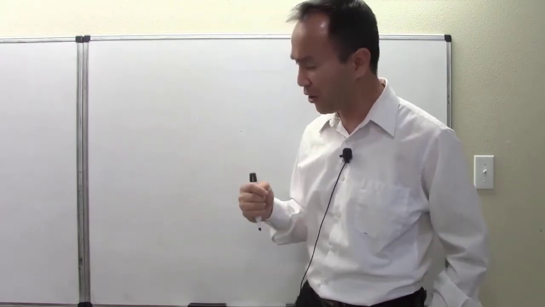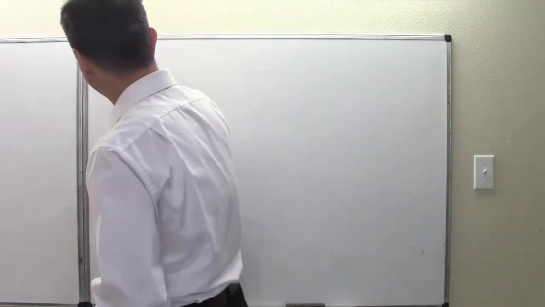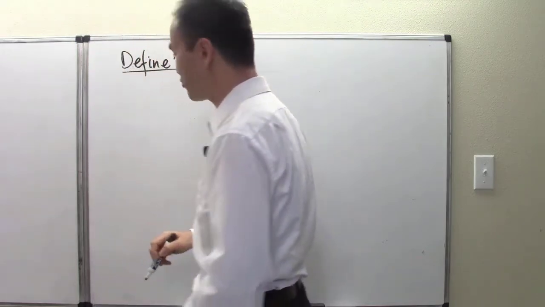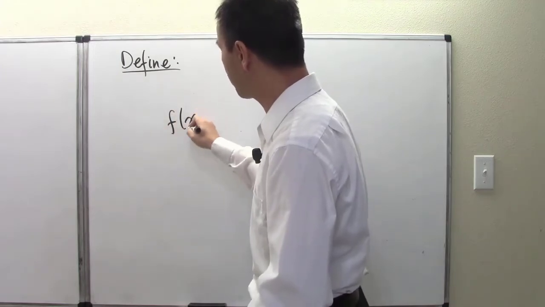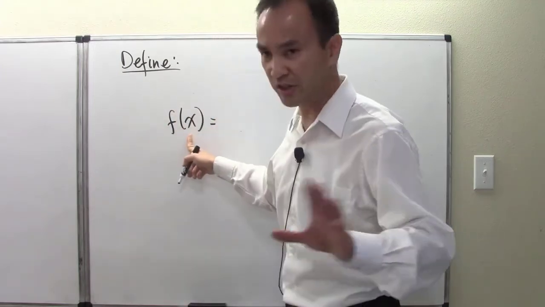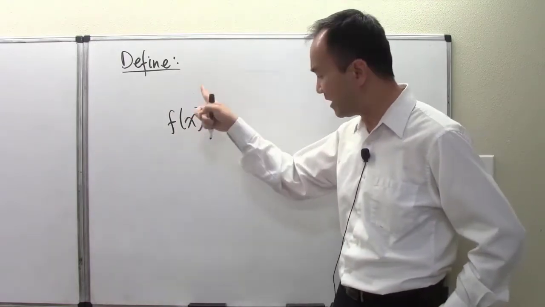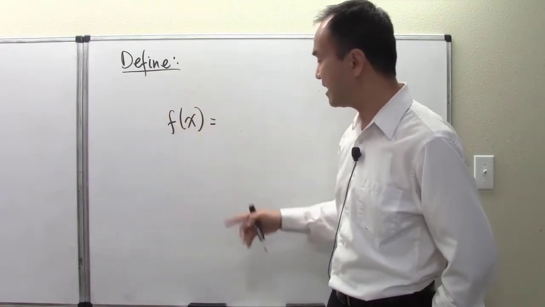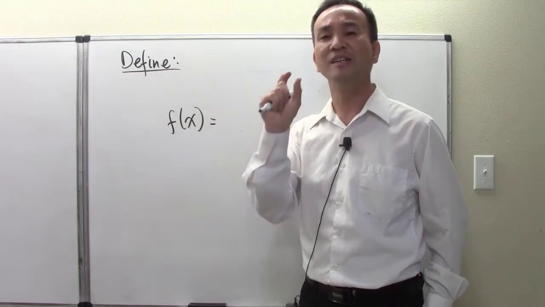At this point, let me come up with the following rule. I am going to start by introducing a function as follows. We're going to define a function f of x, just the standard notation. Here's the function name, and it takes x as the input. The equal sign here gets us ready to see the rule.